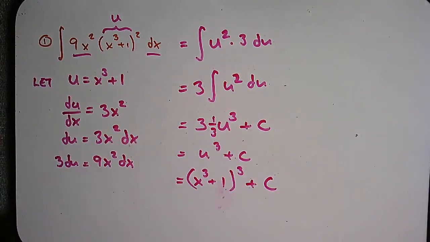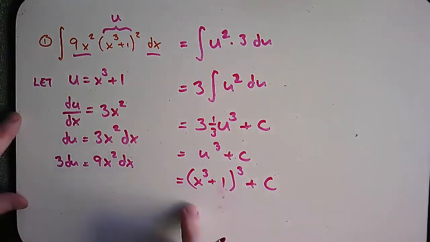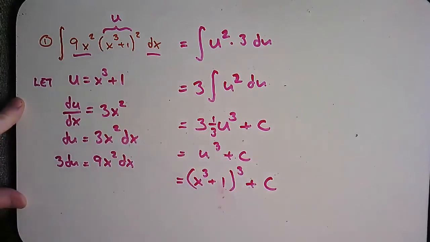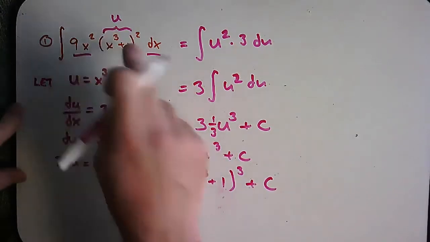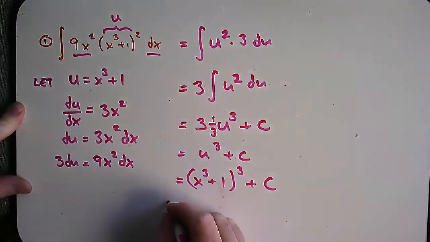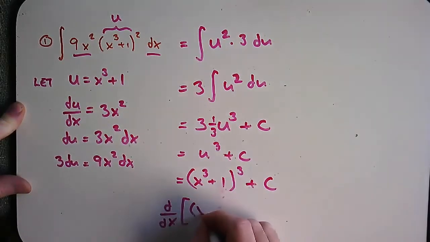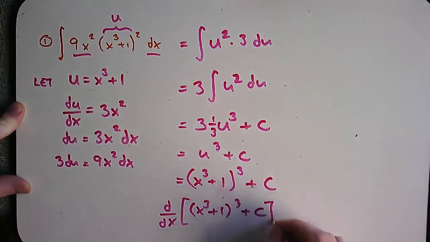Okay, so if this is something that you struggle with, especially if you're not sure if you're picking the right u, what you should do at the end of the problem is check it by taking the derivative, right? Integrals and derivatives are inverses. So if this is the right answer, if I take d dx, I should get 9x squared times x cubed plus 1, the quantity squared. So let's see what happens when I do that. So d dx of the quantity x cubed plus 1 cubed plus c.